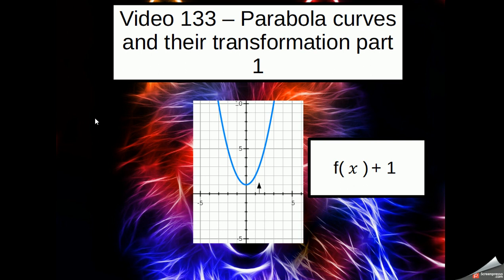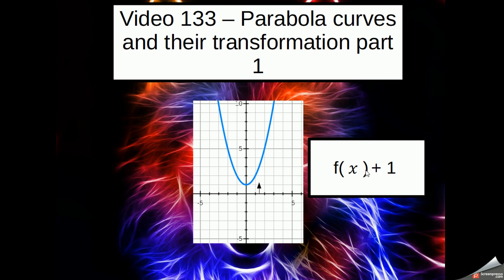So our original function was x squared. Now we've got x squared plus 1. Just the same as if we had started up by here with maybe x squared plus 5. If it moves up 1, it becomes x squared plus 6. So we're adding 1 onto the function.